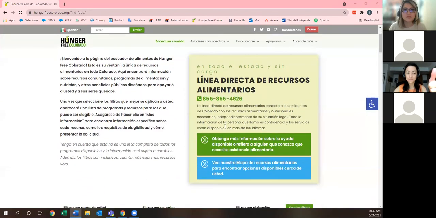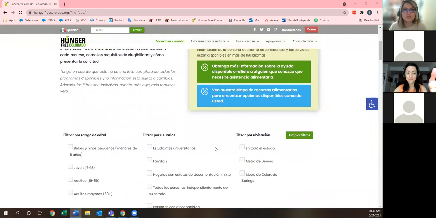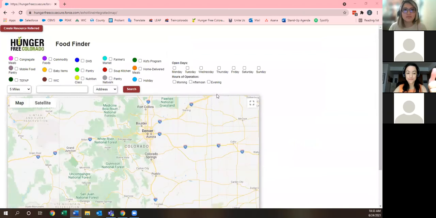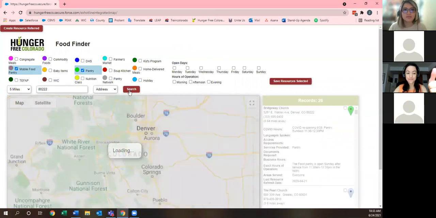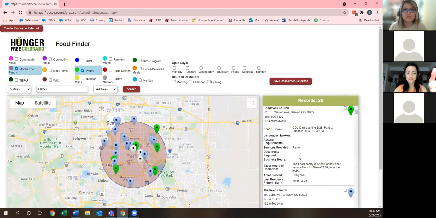Here on this website, you will be able to find information about available resources in the state of Colorado. But for right now, we will be focusing on our map of food resources, which you will find in the blue tab. Once you're on the map, you will be able to type in your address or your zip code, and then select whichever resources you want to find. We will be choosing mobile food pantry and pantries. Click on search. In this map, you will be able to see the information of those resources that are closest to you, for example, the address, the phone number, the opening hours, and if there are any requirements.